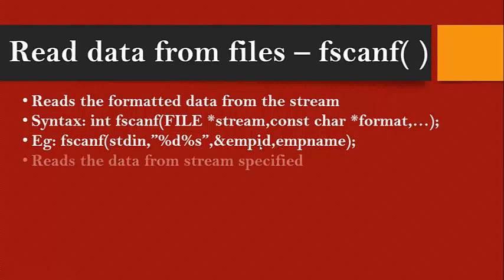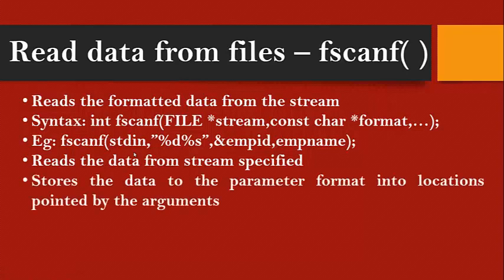So basically your function fscanf will read the data from the stream that you are specifying. Here, if you give stdin, it means you are going to get the input from the user through the standard input device, that is, a keyboard. So it stores the data. Whenever we execute this function, it will store the data according to the parameter format into the locations pointed to by the arguments.